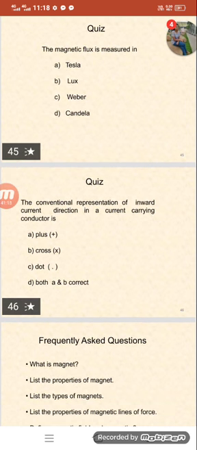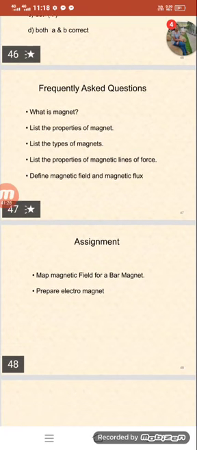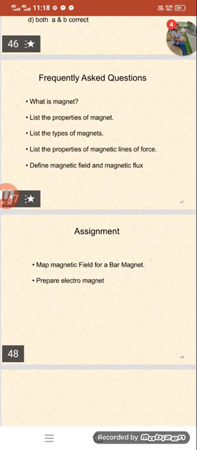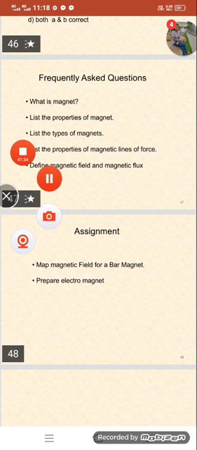These are frequently asked questions: What is a magnet? List the properties of a magnet, the types of magnets, and the properties of magnetic lines of force. Assignment: map the magnetic field for a bar magnet. Prepare for electromagnet. Hope you understood this topic. Thank you for listening.